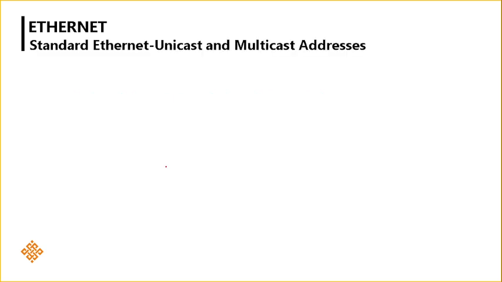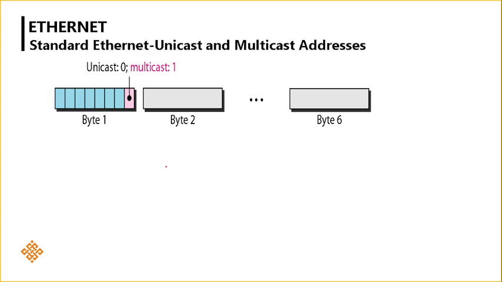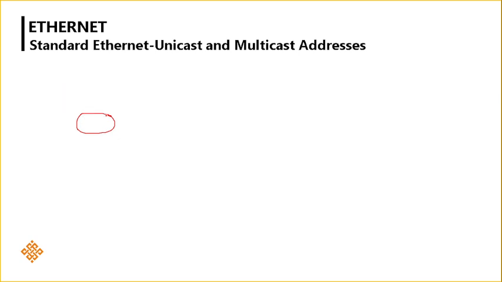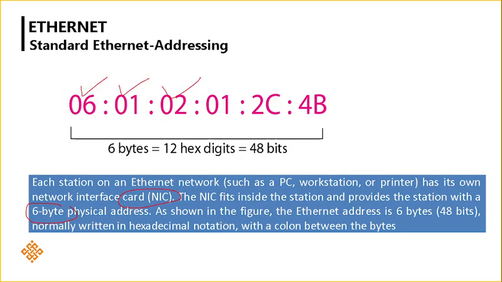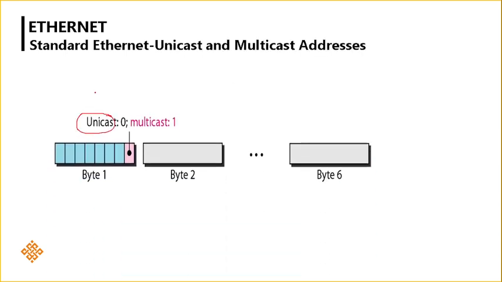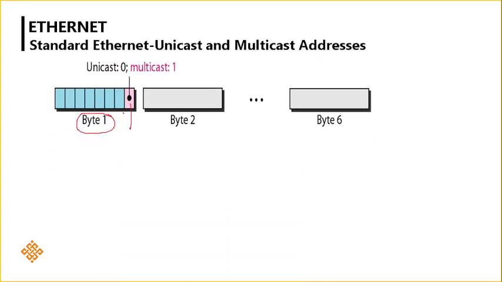So now let us see how to identify to which address it belongs, whether it is a unicast, multicast or broadcast. See here, whenever you want to identify the address, you should consider only the first byte. As I already told you, there are 6 bytes: byte 1, byte 2, byte 3, byte 4, byte 5, byte 6. You need to consider only the first byte. In that first byte, you need to consider only the least significant bit, that's the first bit. Out of 8 bits, you should consider only the first bit.